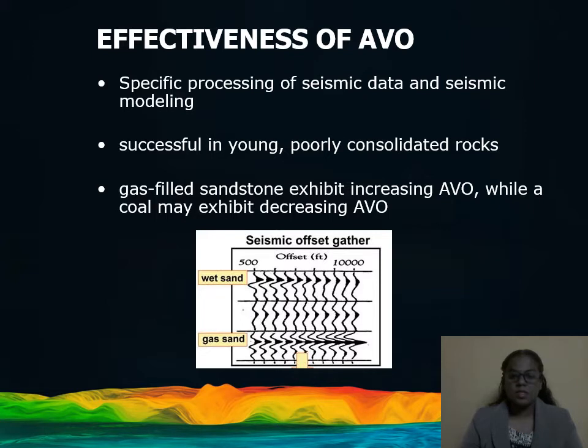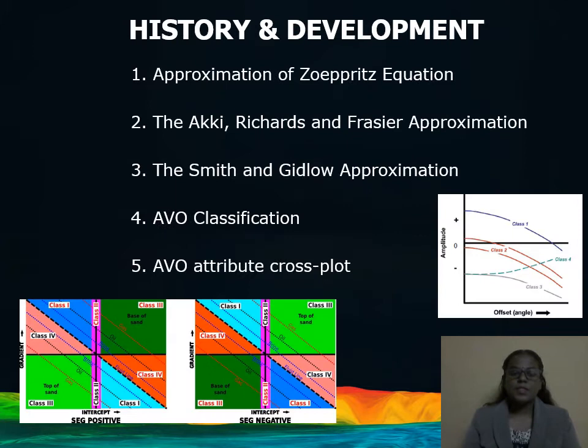AVO analysis is more successful in young and poorly consolidated rocks such as those in the Gulf of Mexico than in older and well-cemented sediments. Today, traditional AVO is almost exclusively incorporated in the seismic inversion. Inversion of data, which is the conversion of reflectivity to layer-based rock properties, is almost always based on AVO principles.